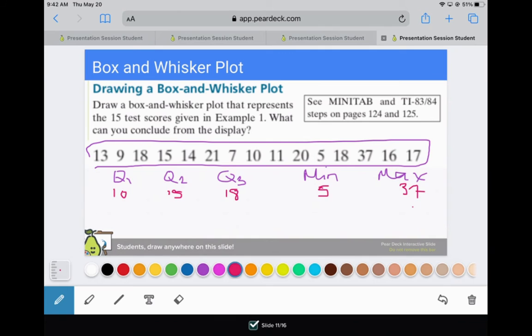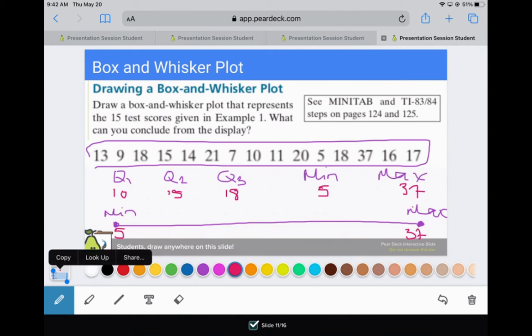Okay, so here's how you're going to construct the box and whisker plot. Step number 1, you draw a line. It's like a number line. The 2 endpoints will be the min and the max. So this is the min, this is the max. So I just label my points, which are 5 and 37. Okay, so that's the first 2 steps. I draw the number line, and label min and max at my endpoints.